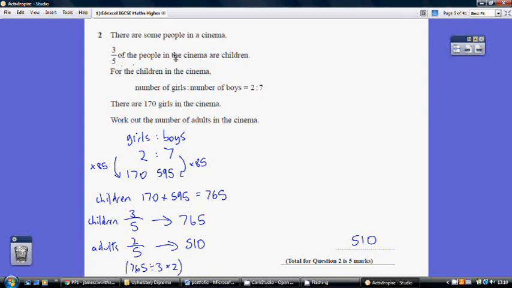Now we're told that 3/5 of the people are children, so 3/5 is this 765 children. So 3/5 is represented by 765. Now the adults are going to be the rest, so they're going to be 2/5 worth. So this is 3/5, we want 2/5. So we take our 765, divide that by 3 to get back to 1/5, multiply that by 2 to get the number of adults being 510. So that was 765 divided by 3 and multiplying that by 2. So final answer, 510 adults in the cinema.